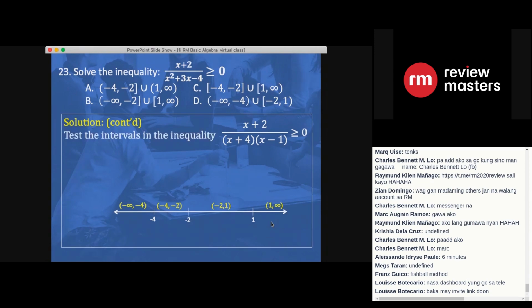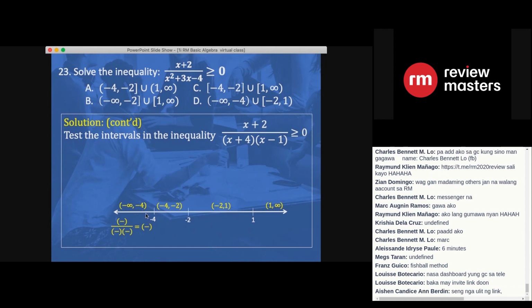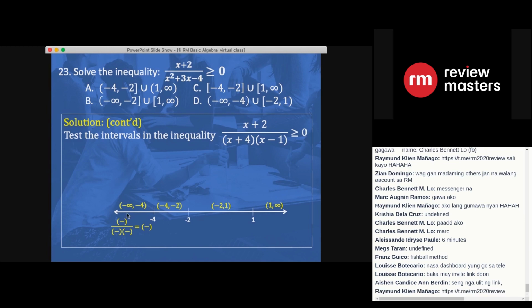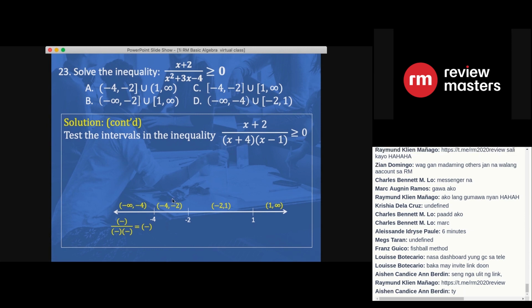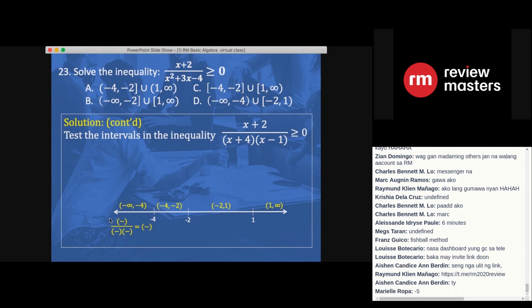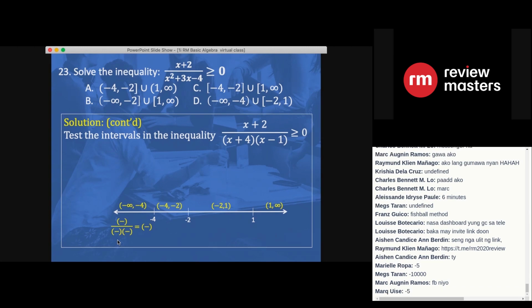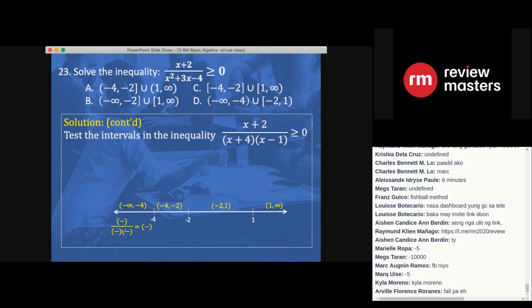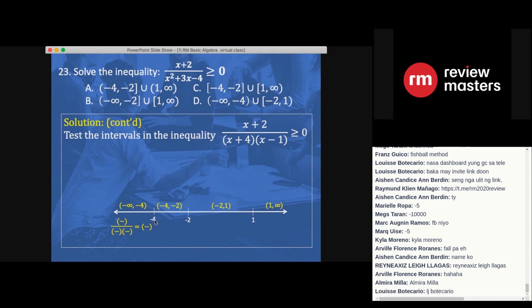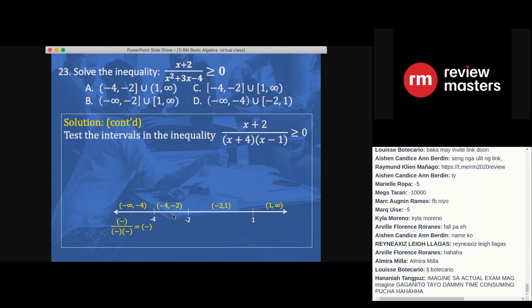So we're going now to test. Test the interval of inequality. So here, dito natin muna itetest. Negative infinity to negative 4. Choose a number na magpo-fall dito. So let's say negative 5. So negative 5 plus 2 is negative 3. Negative 5 plus 4 is negative 1. Negative 5 minus 1 is negative 6. So negative times negative times negative will become negative. So negative divided by negative is positive. Hindi ito kasali sa ating solution kasi ang hinahanap natin ay dapat positive. Okay? So definitely, this is not part of our solution. Okay. Next, itest natin between negative 4 and negative 2. So let us choose a number between negative 4 and negative 2. Negative 3.